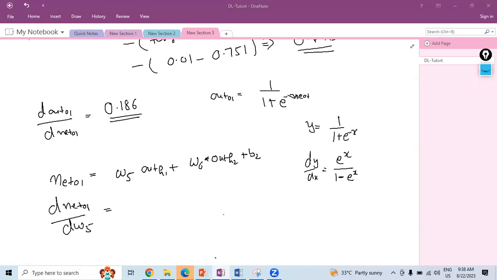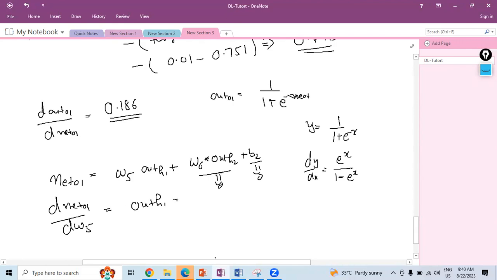I got only one response. So I need to calculate the derivative of net O1 with respect to DW5. Please give me the answer quickly. What will be my derivative value? Yes, guys, it is simple. Other parts are not in the form of W5, so this will become 0. This is also a constant, so it becomes 0.